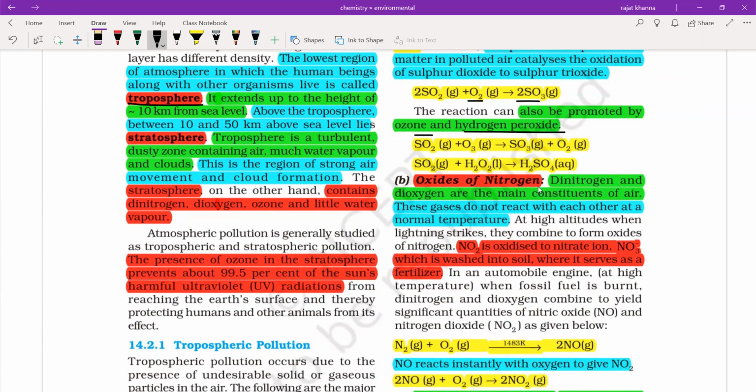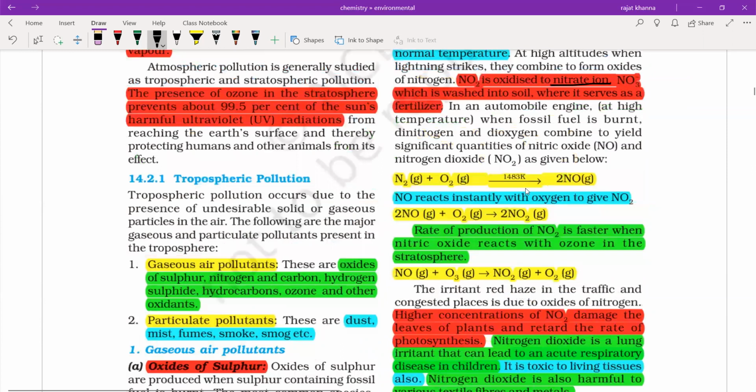Next, oxides of nitrogen. Nitrogen and oxygen are the main constituents of air. These gases do not react with each other at a normal temperature. At higher altitudes, upon lightning, nitrogen dioxide is oxidized to nitrate ion. This nitrate ion washed into the soil serves as a fertilizer.